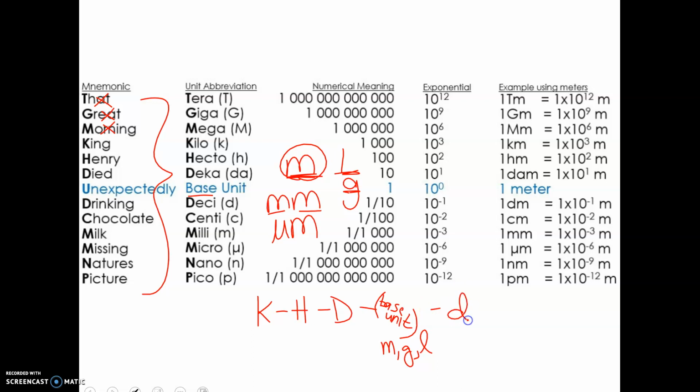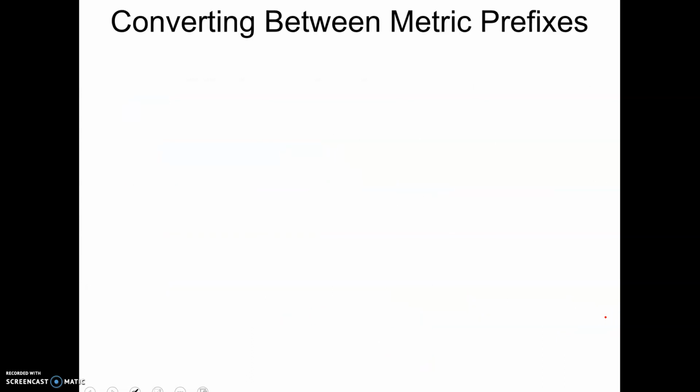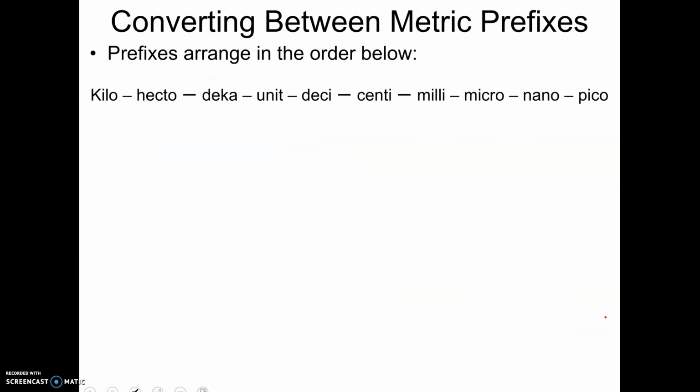And then drinking chocolate milk, missing nature's picture. Be careful on that one because it's actually the mu shape, missing nature's picture. If you can memorize that little King Henry died, basically, drinking chocolate milk, missing nature's picture, and jot that down, you'll be able to convert between any prefixes very, very easily in this class. So let me show you how to convert between prefixes.